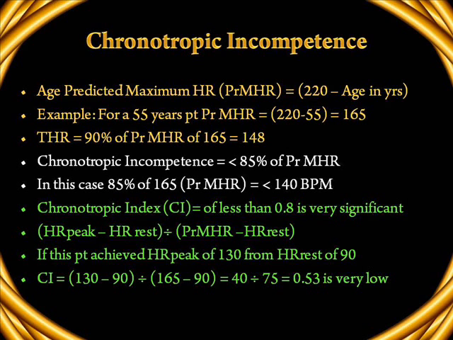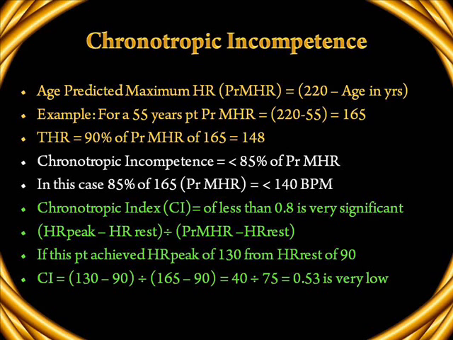There is another index called the chronotropic index or the CI. CI is equal to heart rate peak minus heart rate at rest. Heart rate peak is, let us say, he got 130 beats. Heart rate at rest, let us say he has got 90. 130 minus 90 is equal to 40, that divided by predicted maximum heart rate minus heart rate at rest. Predicted maximum heart rate in this particular patient is 165, his heart rate at rest is 90, 165 minus 90 is equal to 75.